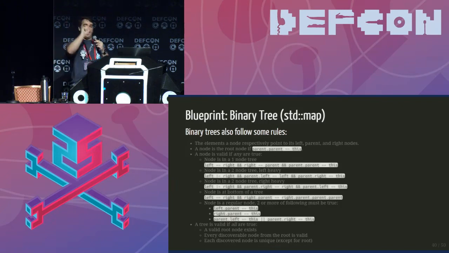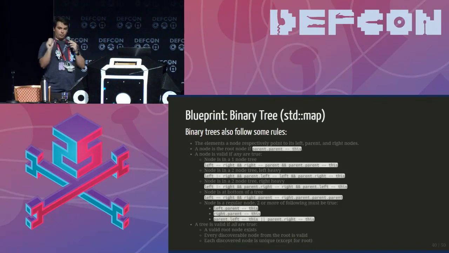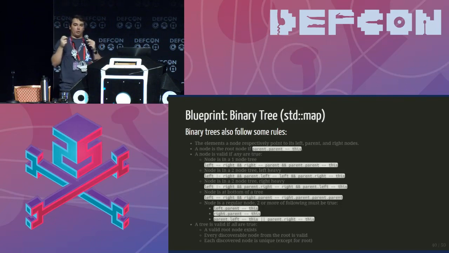Then you want to walk every single node from the root node, left and right. So each node has a left pointer, a right pointer, and a parent pointer. You want to walk every discoverable pointer from something that seems to be a valid root node, and each one must follow some criteria. Now there's a lot of criteria here.